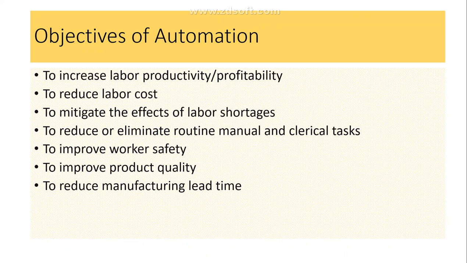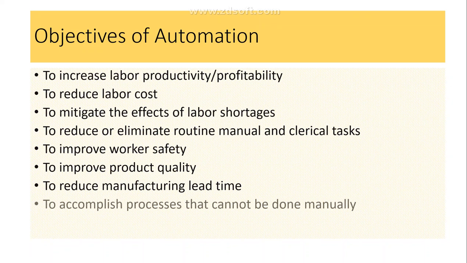As machines can work 24/7, you see the sequence and the speed with respect to manual work and automation. So it will help us to produce goods with a shorter production cycle, or reduced lead time in manufacturing. Okay, so this is all about that. Next, to accomplish processes that cannot be done manually.